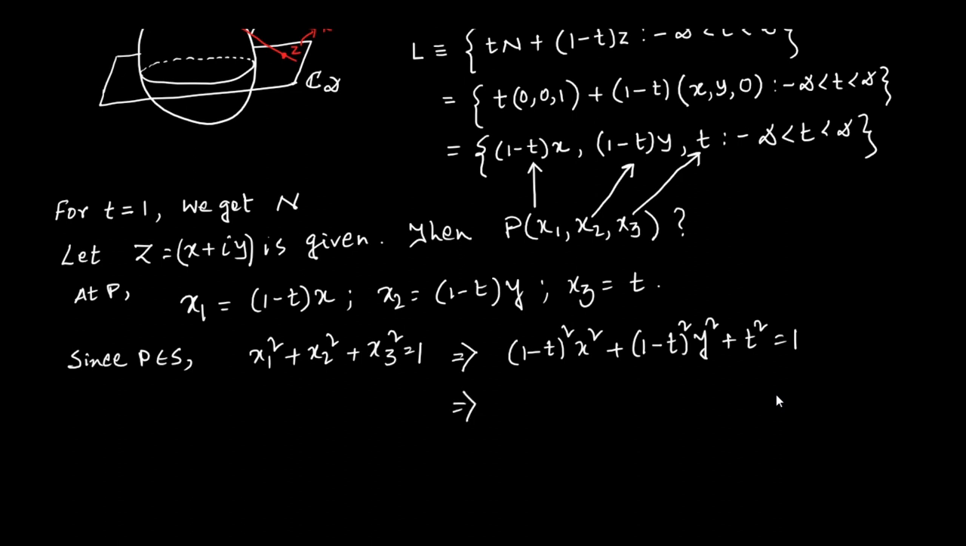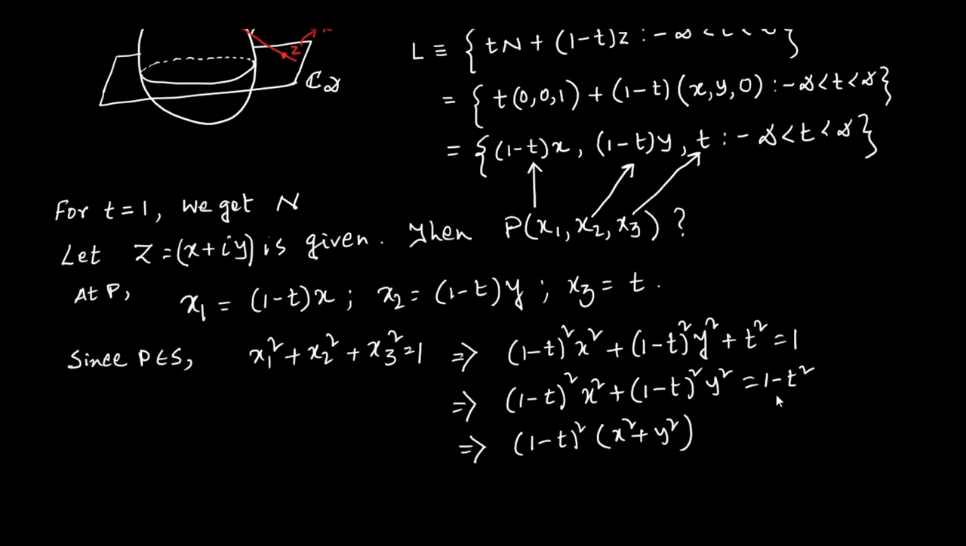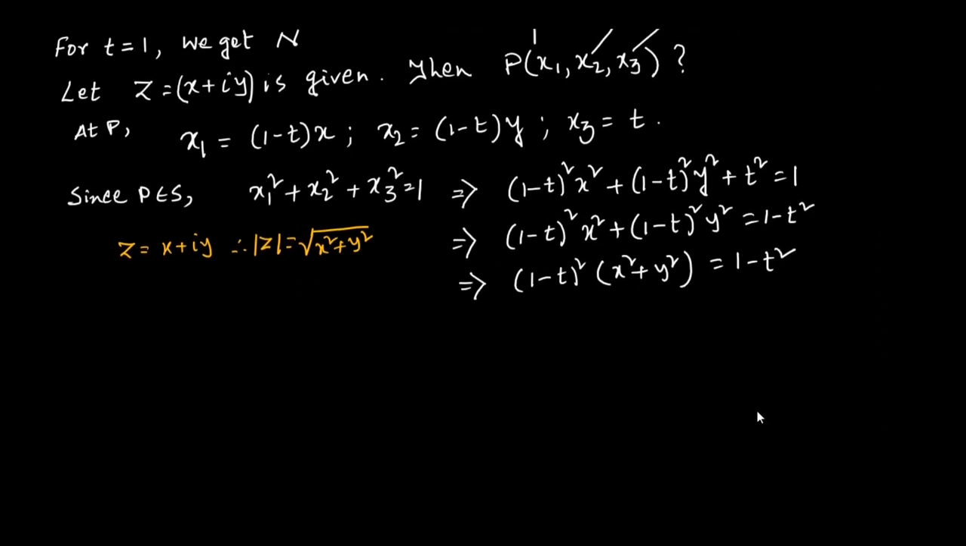Now, this again implies that 1 minus t whole square into x square plus 1 minus t whole square into y square is equal to 1 minus t square. This implies 1 minus t whole square into x square plus y square is equal to 1 minus t square. Now, it is given to us that z equals x plus iy. Therefore, mod z will be equal to square root of x square plus y square. So if I apply this formula here, we get what?